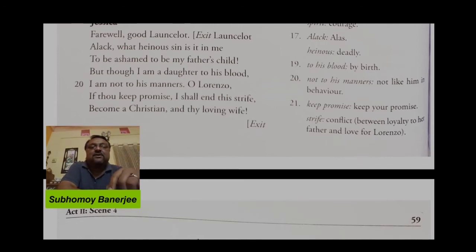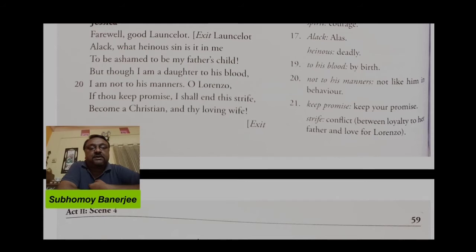So this is Jessica's soliloquy. What is she saying? She's speaking out her mind. Let's try to find out. Alack. Alack means alas. What heinous sin is it in me to be ashamed to be my father's child? So it is a deadly sin. It's very sinful on my part that I am ashamed to be the child of my own father.